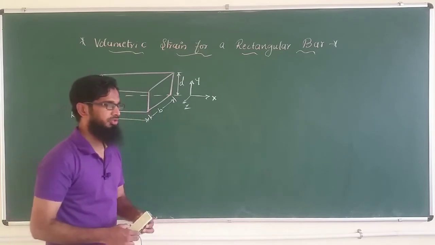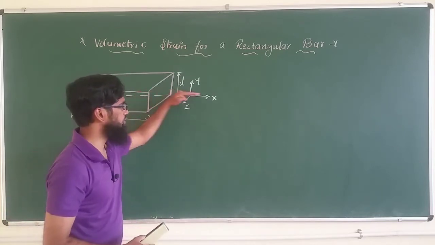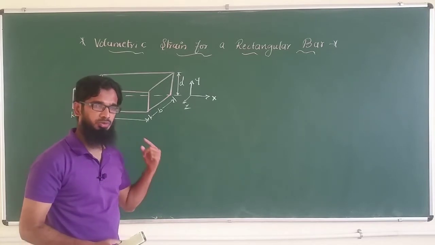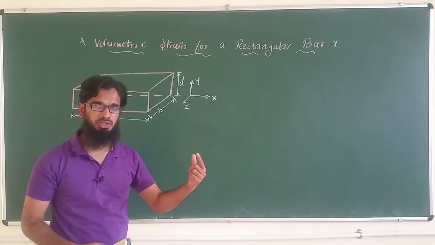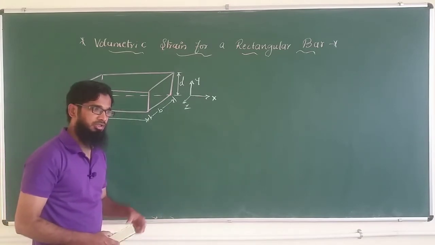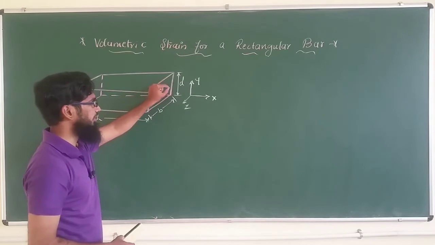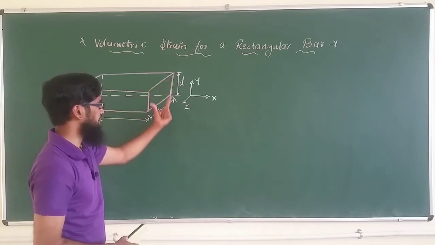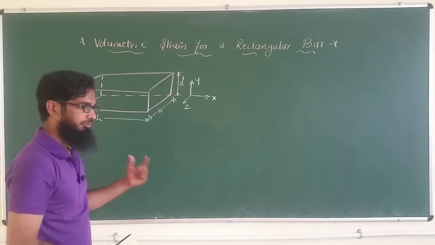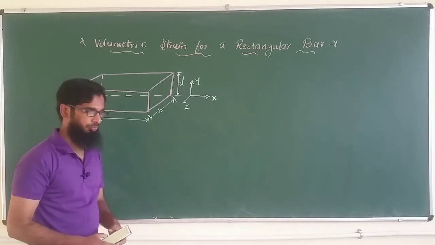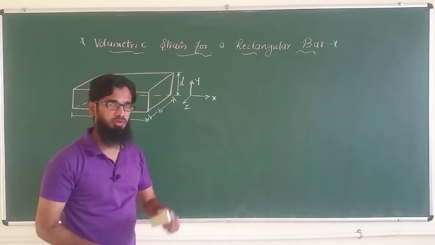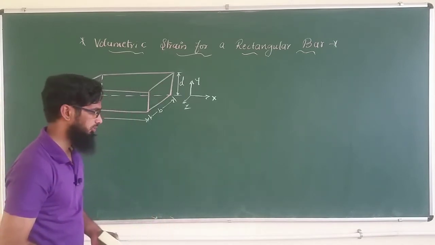For example, if I apply an axial load in the x direction, the length will increase, so the dimensions change in the longitudinal direction. At the same time, the lateral dimensions, either the depth or the width, will decrease. So it affects the other sides also. Let us find out the equation for the volumetric strain of this rectangular bar.